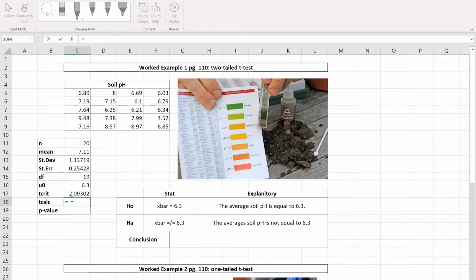Our t-calc is equal to our sample mean minus our null mean divided by our standard error. And then we calculate our p-value using the t.dist two-tailed version with our calculated value, our t-calc, and our degrees of freedom. And there we go. I also really recommend that you draw this out on a piece of paper.